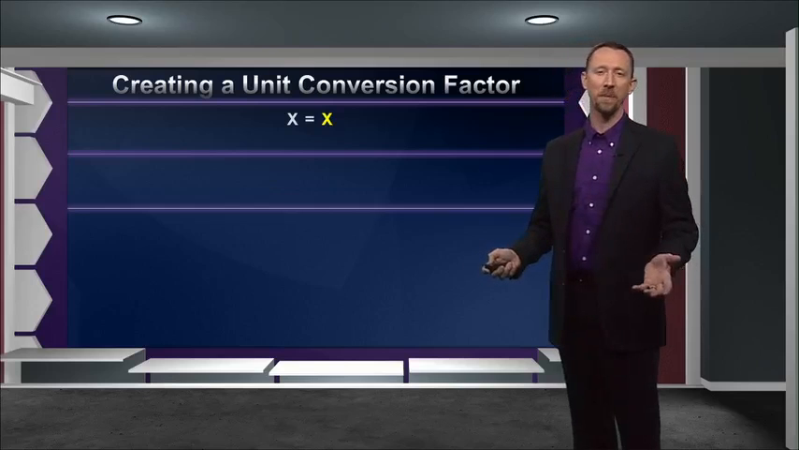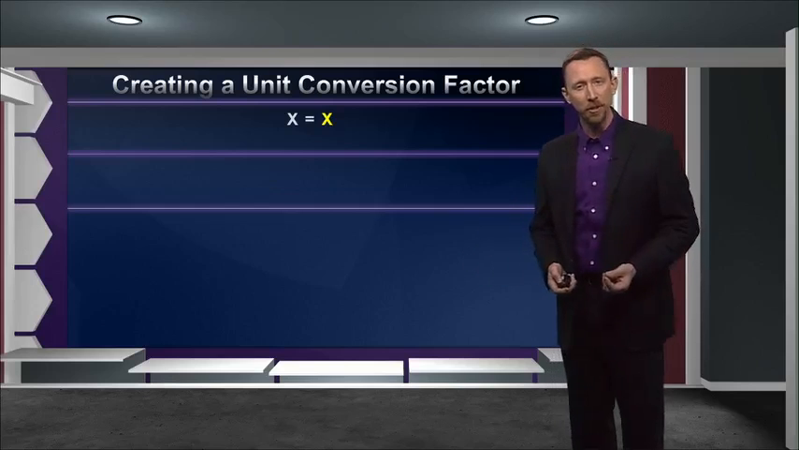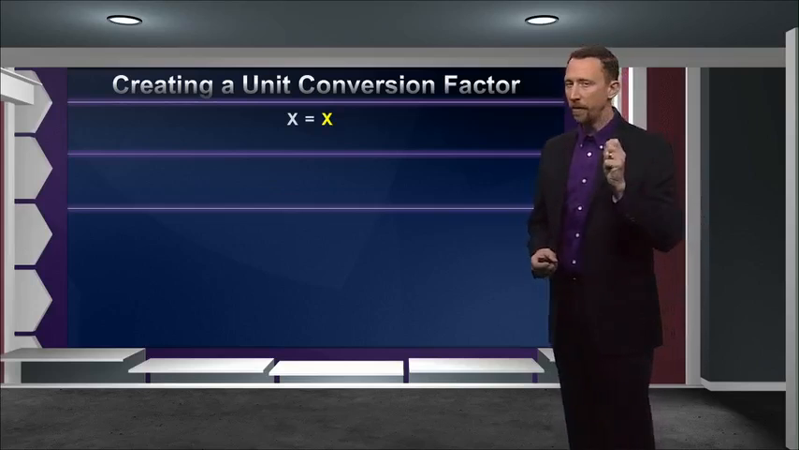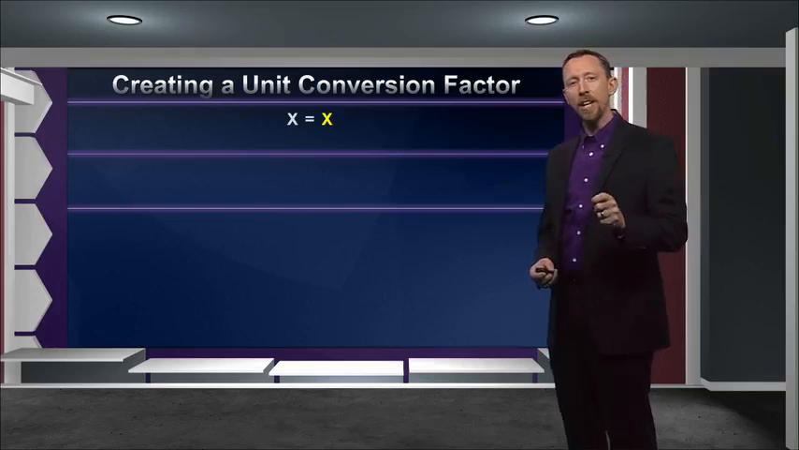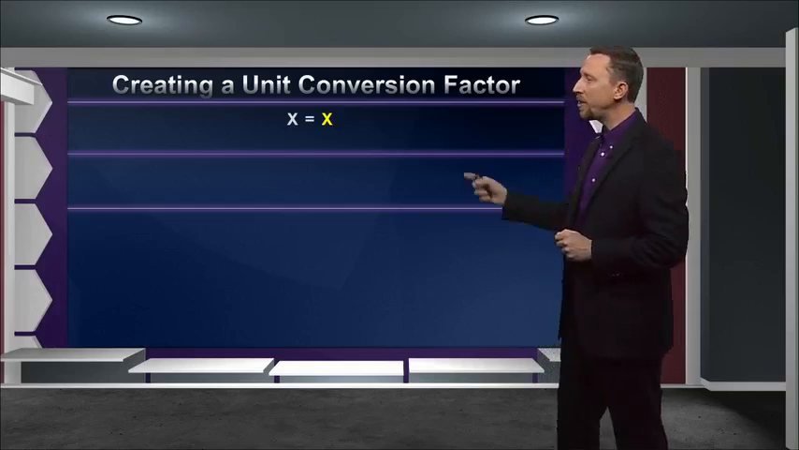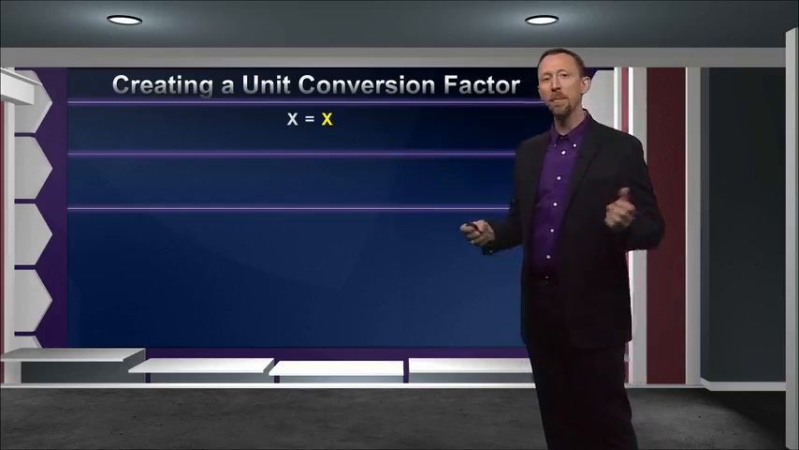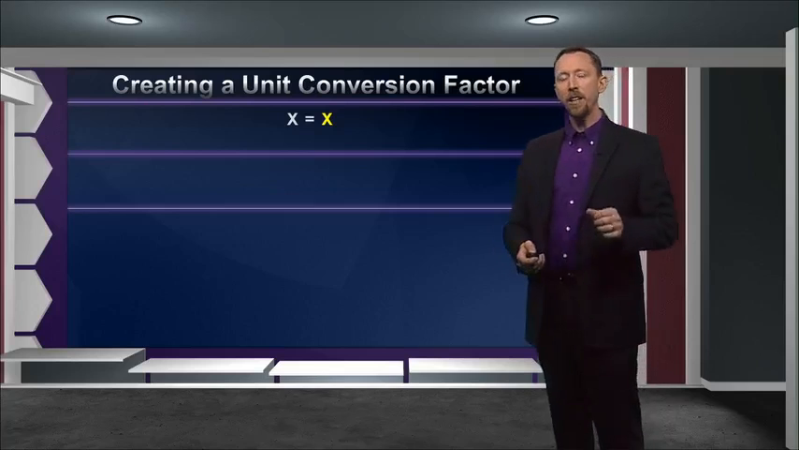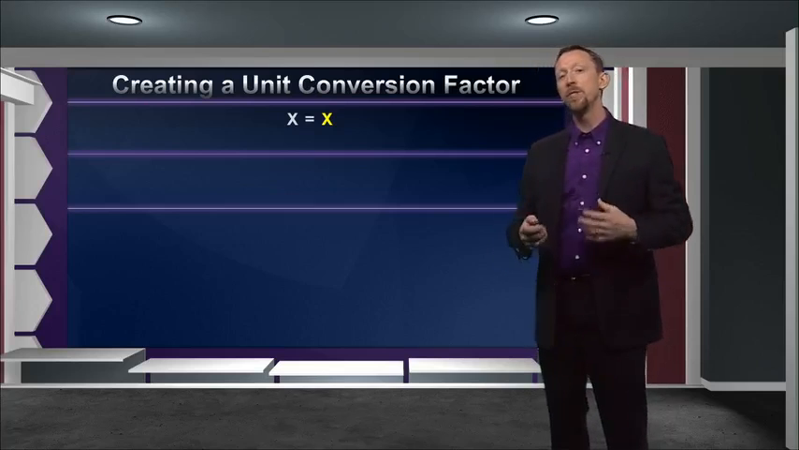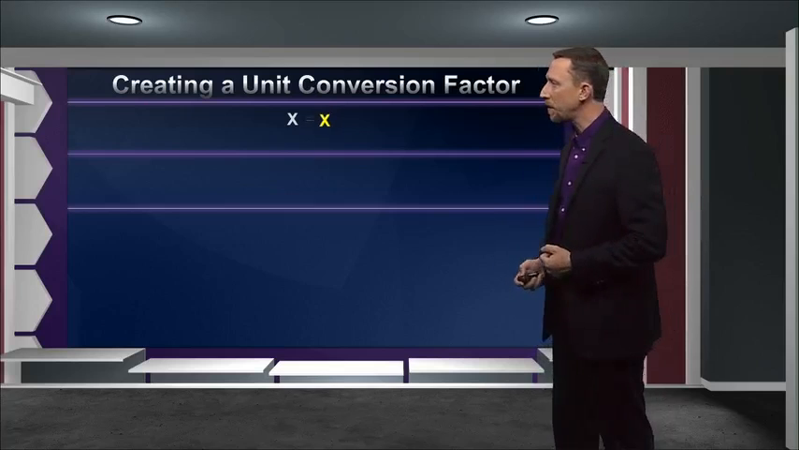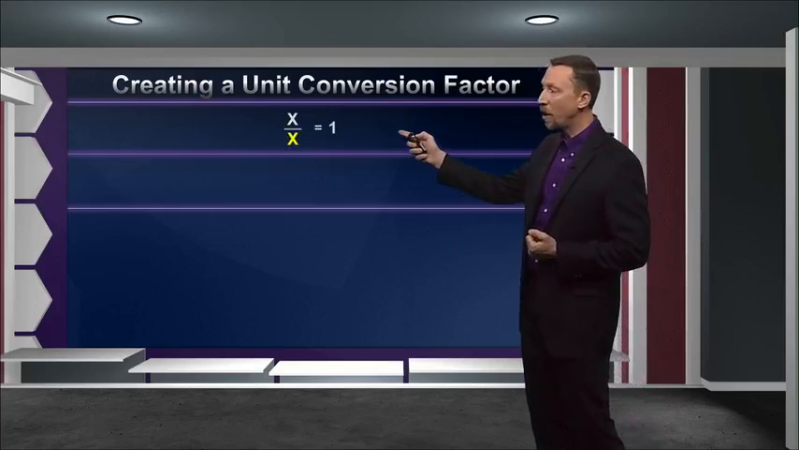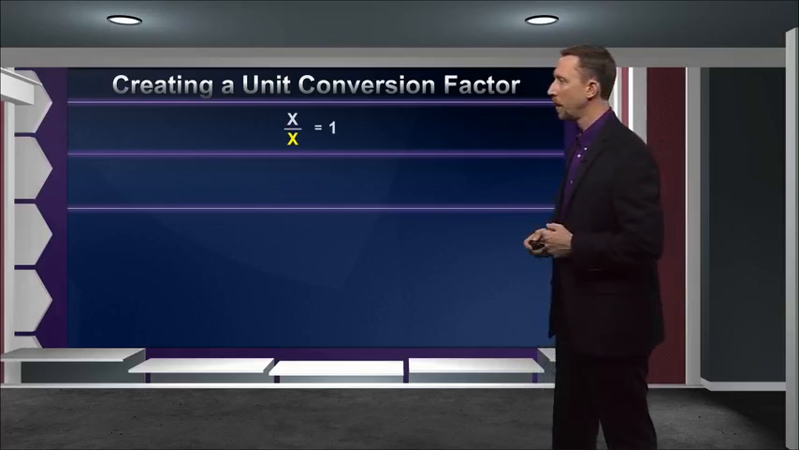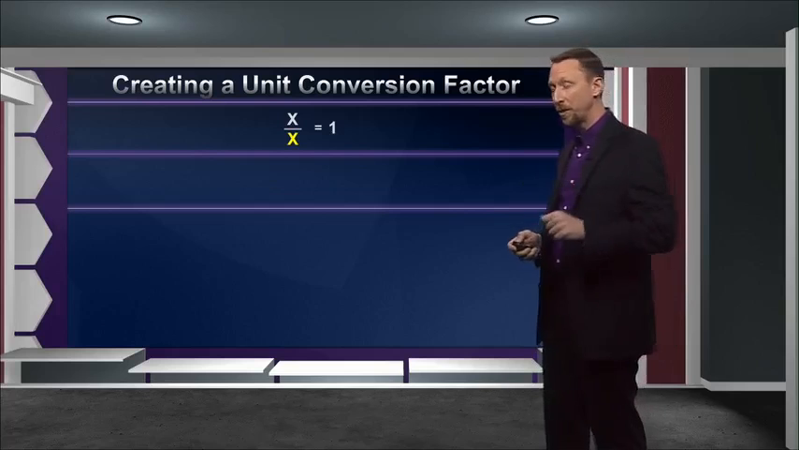X equals X. Now, why would I put something so simple on the screen? Because remember, we just talked about the difference between a number and a value. And in this case, I'm talking about values. So any two values that are equivalent to one another can be thought of as my white X and my yellow X in this case. But values do behave a lot like numbers when we use them in mathematical operations. So in this case, one value over another equal value can be thought of as being equal to 1. Remember, we have to carry our units along with it for this to be true.